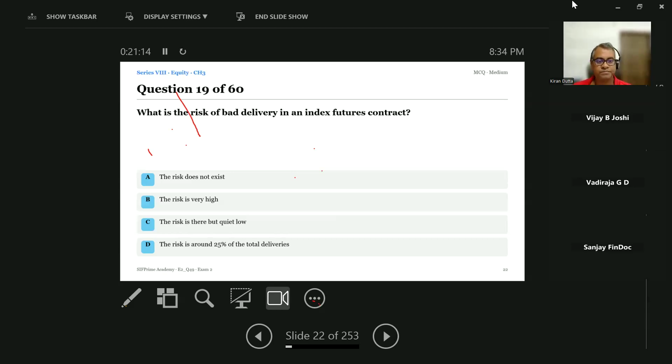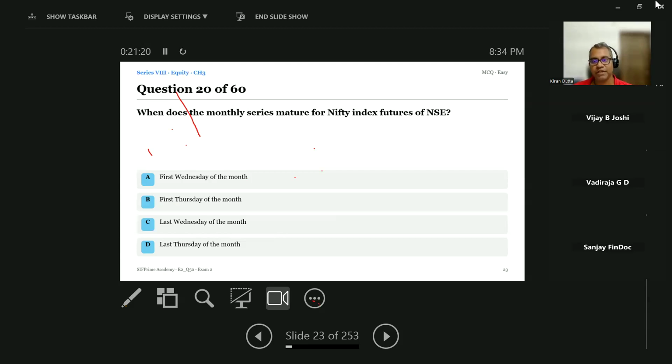Okay. Next one. When does the monthly series for the index futures expire? This is a little tricky, everyone. As per the books, it is last Thursday, but in reality it's Tuesday as well. So if he gives Tuesday, go for Tuesday. But if he gives Thursday, go for Thursday.